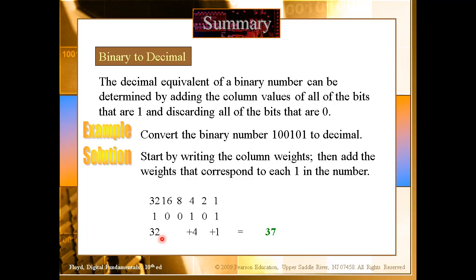That's what I'm saying. It's actually very easy. All you have to do is just write the weights. You know how to write the weight, right? You start from 1, double it every time, and then write the digit at the bottom. Then only add the weights where you have 1 in the number.